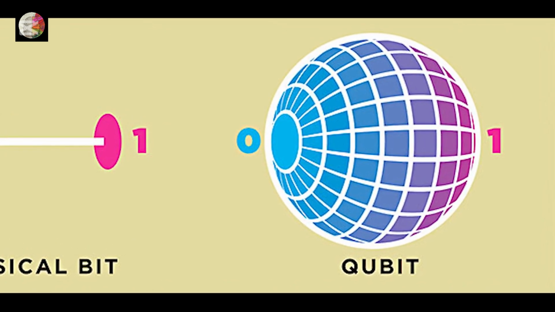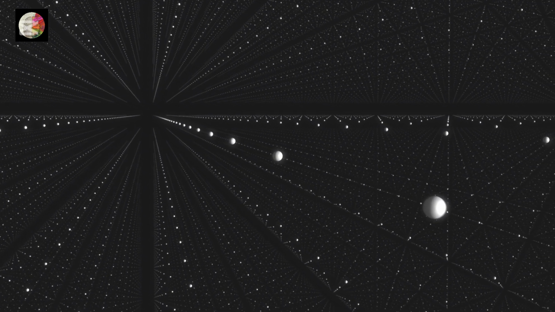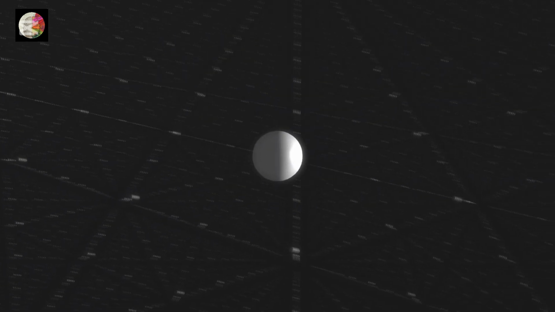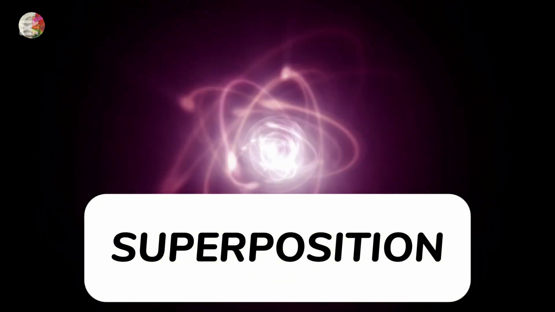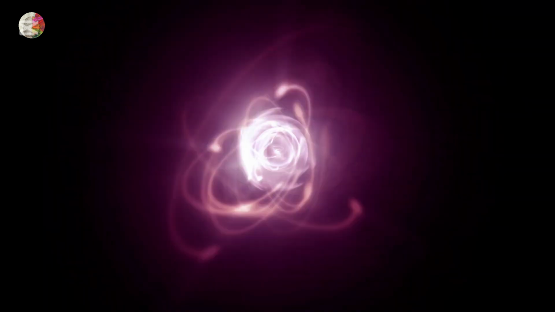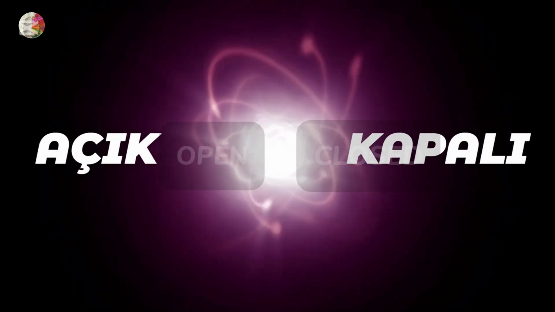But quantum computers use qubits instead of bits. And these qubits can be either 0 or 1 or both at the same time, in both states. Sound familiar? Yes, it does. I'm talking about superposition, one of the fundamental properties of the quantum universe. The ability of a particle to be in more than one state at the same time.